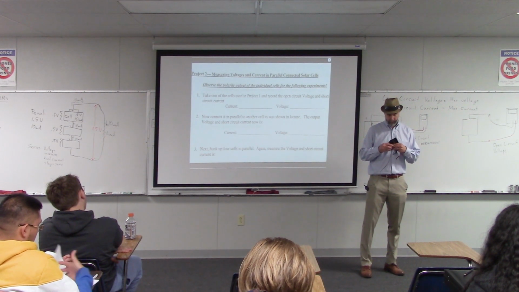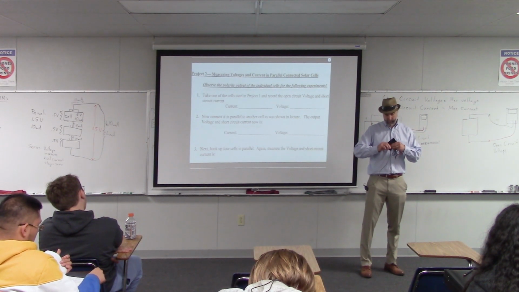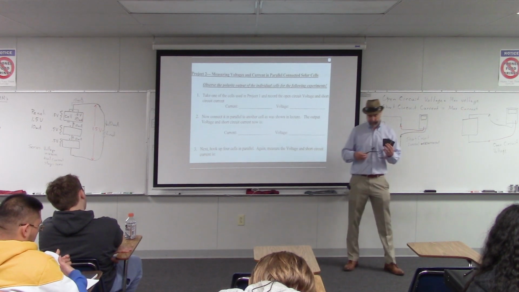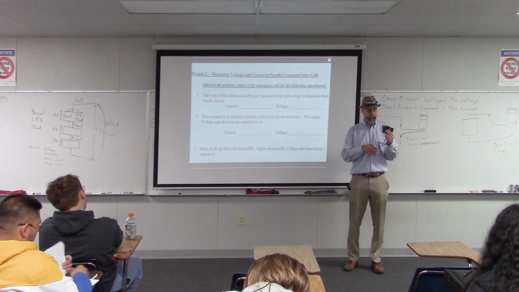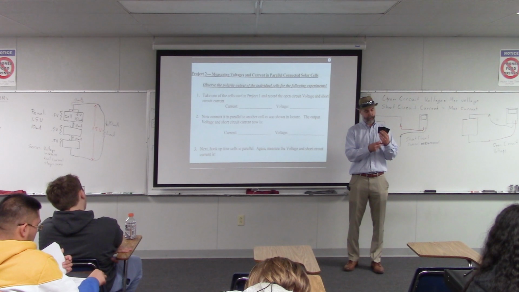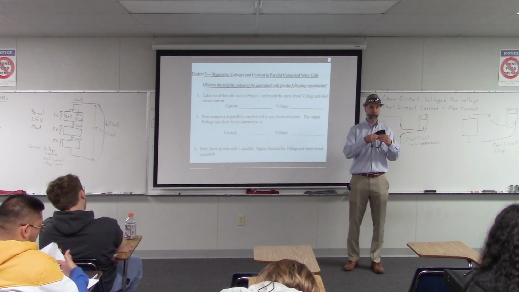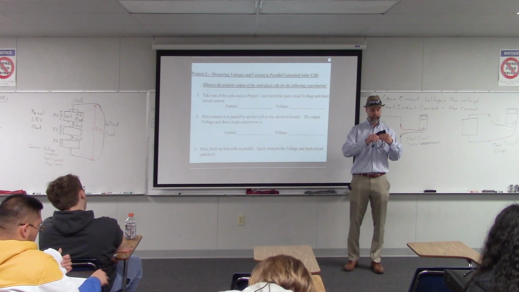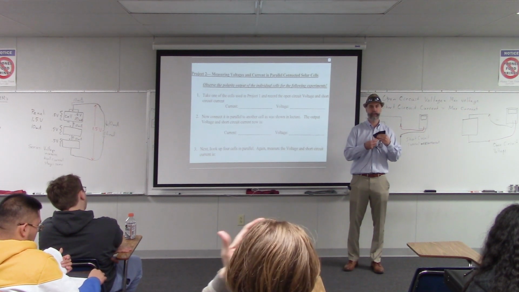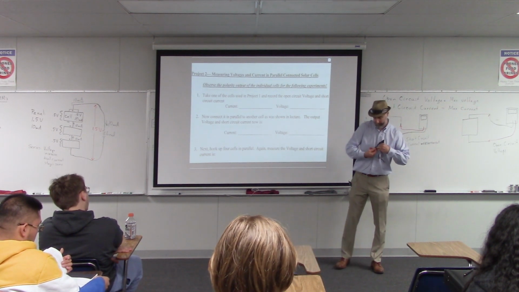So when you're hooking up your meter to make these measurements, for parallel, you would just hook the positive lead of the meter to this bundle of red wires, and you would hook the negative lead of the meter to the bundle of black wires. Okay? That's how you make the measurements.